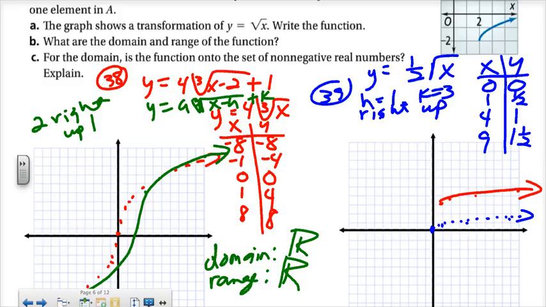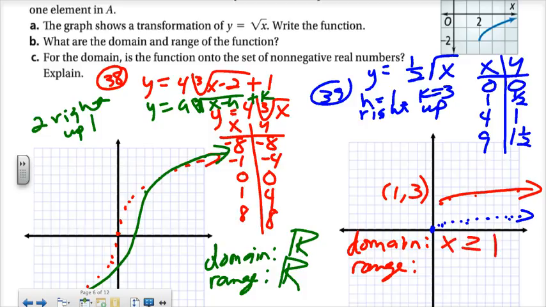There it is. Paying attention to the fact that my new starting point there is going to be (1, 3). So with these, we use that little starting point to figure out our domain and range. And the domain is x is greater than or equal to 1, because this is going to the right forever. And then our range is y is greater than or equal to 3, because it's also going up forever.